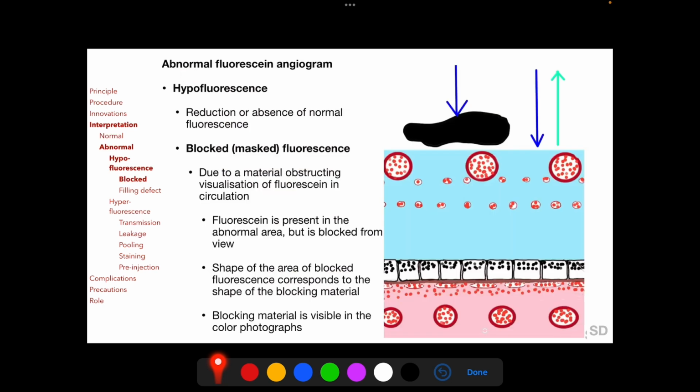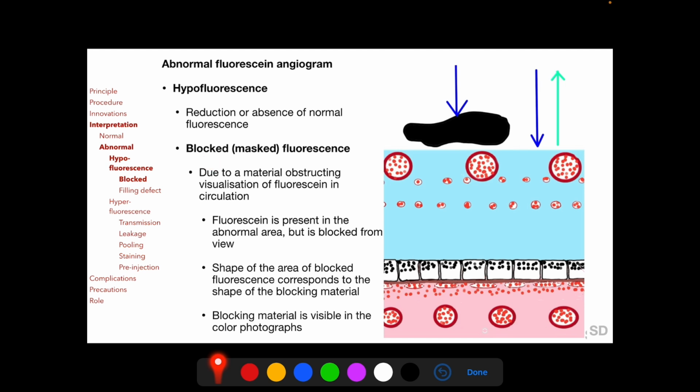Abnormal fundus fluorescence can be hypofluorescence or hyperfluorescence. Hypofluorescence is further divided into blocked hypofluorescence and vascular filling defects, and hyperfluorescence is further subdivided into 5 subtypes: transmission hyperfluorescence, leakage, pooling, staining, and pre-injection hyperfluorescence. Hypofluorescence is a reduction or absence of normal fluorescence.